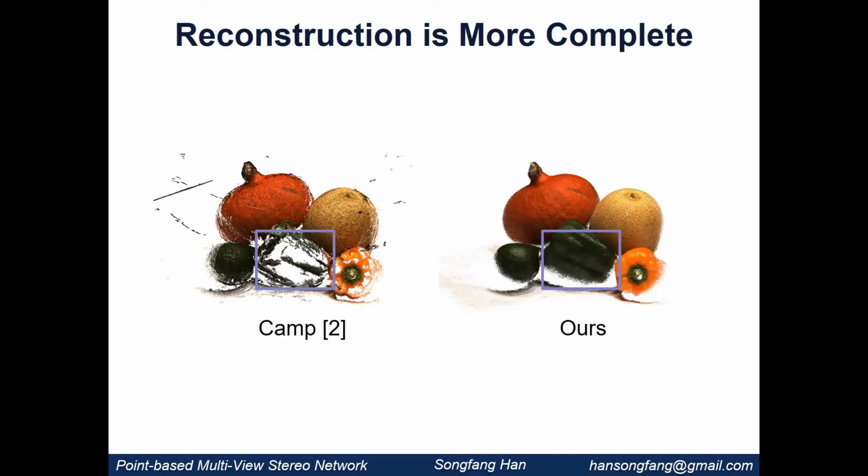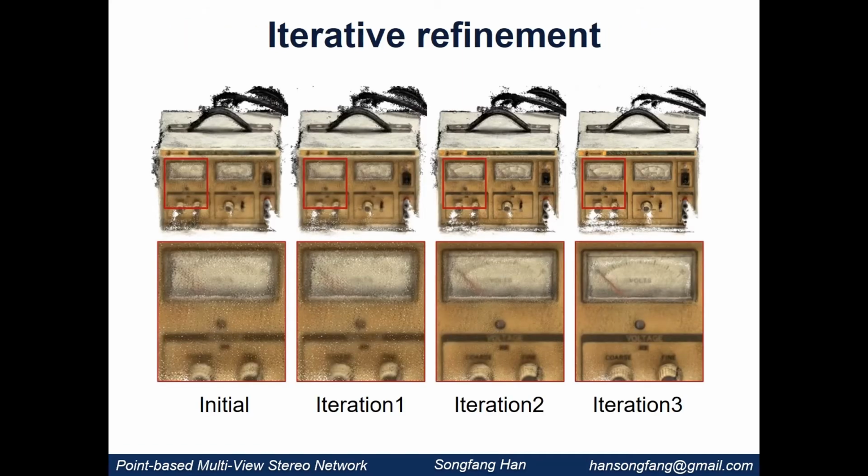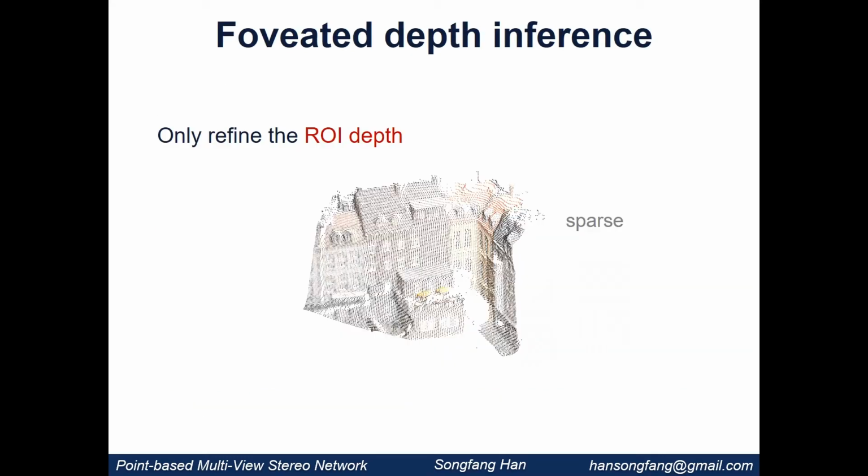Also, compared with the traditional method, our method can generate more complete results than the traditional methods. To demonstrate the effectiveness of the iterative refinement, the reconstruction results at different iterations are shown here. With more iterations, we get sharper and more geometry details. Moreover, benefiting from the points representation, we can choose to only refine the depth in the regions of interest instead of the whole depth map.